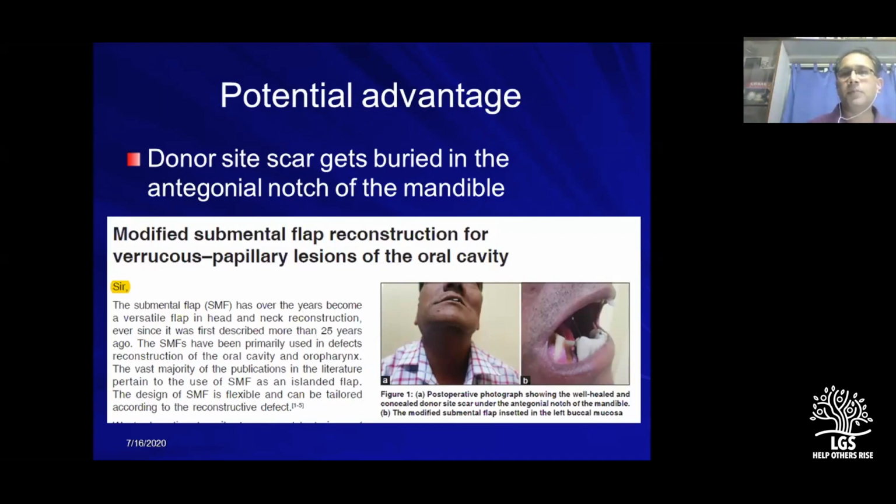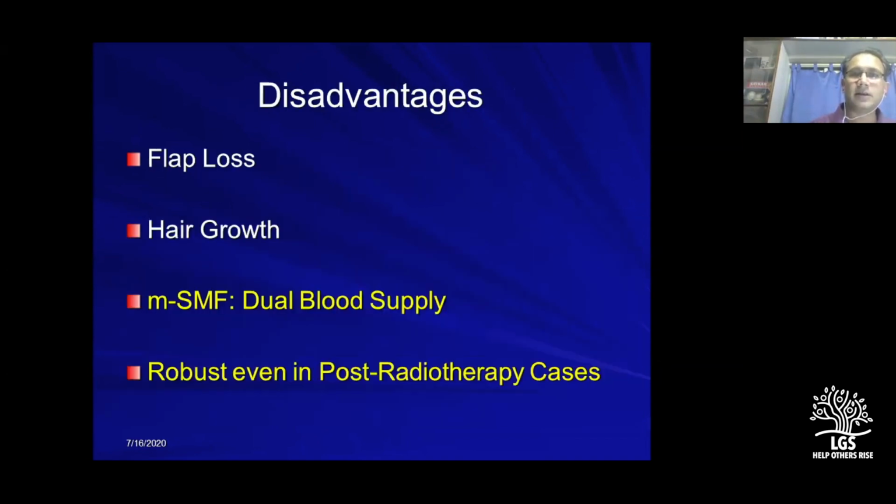So the biggest advantage of the submental flap is that the donor site gets hidden. If the patient is seeing you, the scar of this surgery would lie in the antegonial notch of the mandible, and it could hardly be seen in this patient. For example, this particular patient had the flap, and barring a little dimpling on the left cheek, you can hardly make out that he has any cosmetic issue. So the biggest advantage of this flap is that your donor site morbidity is slightly lesser.